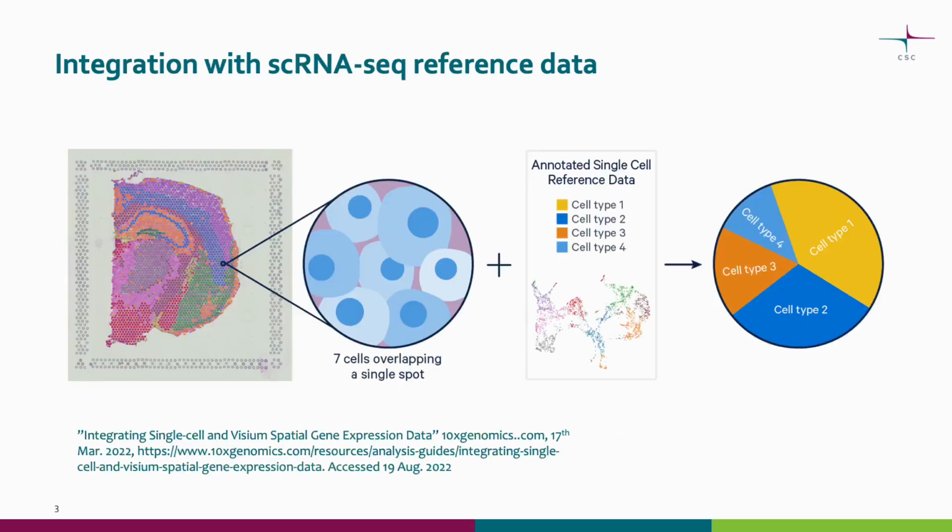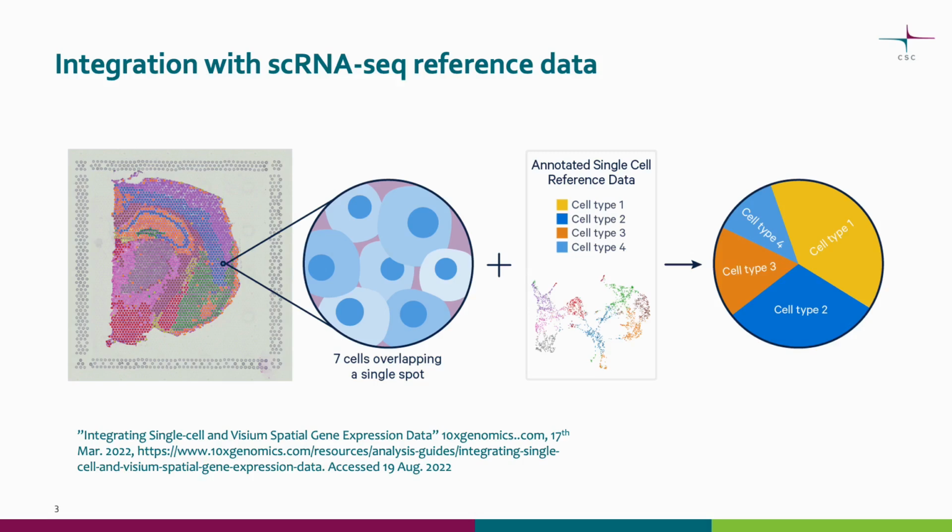Remember that we have a small number of cells in each spot, as can also be seen in the figure here. We want to predict the cell types in each spot using an annotated single-cell reference dataset. The reference data should contain all of the expected cell types, ideally from the exact same tissue.